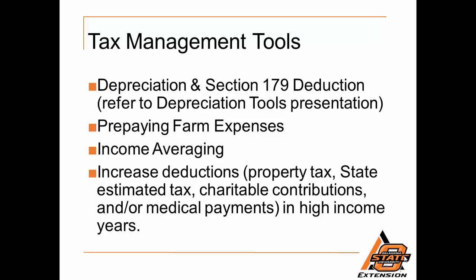We can also increase deductions in a high income year. Those deductions are property taxes, where we pay more than one set of property taxes in the same year, so you'll pay one in January and one in December; state estimated tax, where you pay all the estimates in the same year; increased charitable contributions; and adjusted medical payments. We do all these in a high income year to offset taxable income.